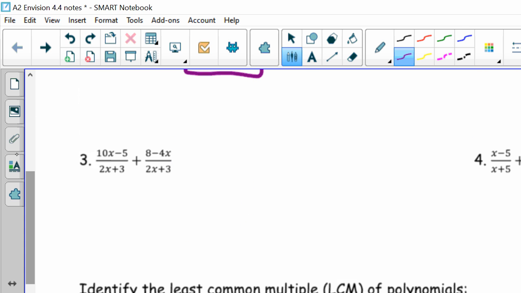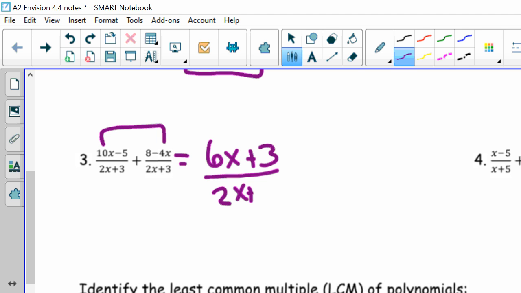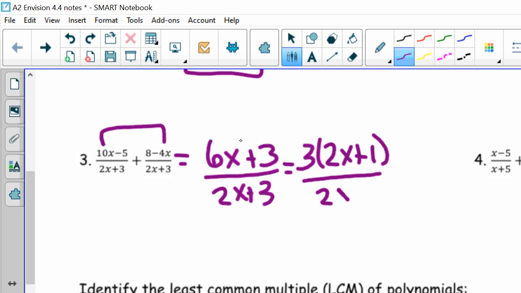Number 3, again, I notice that they both have the same denominator, 2x plus 3, so I simply combine like terms on the top. So 10x minus 4x leaves me with 6x. Negative 5 plus 8 leaves me with plus 3 over 2x plus 3. I could leave it like that, or I notice on the top I could pull a 3 out of everything, and so then I get 2x plus 1 over 2x plus 3.